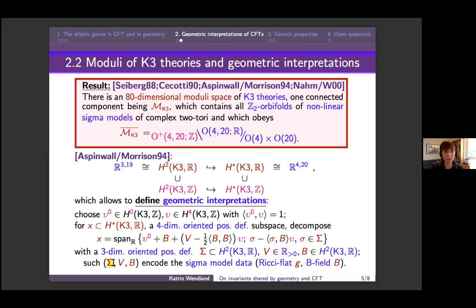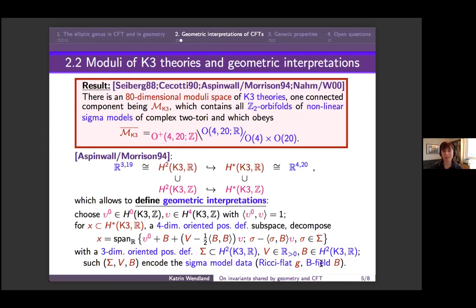This triplet of information: sigma, V, and B. Sigma is a three-dimensional subspace of H2, V is a positive number, and B is a two-form. And now you ask your friends from geometry or from string theory, they will tell you that sigma and V together already specify uniquely a Ricci flat metric on a K3 surface. B is called the B field, and here you end up with precisely the data that you need to fix a nonlinear sigma model on M.